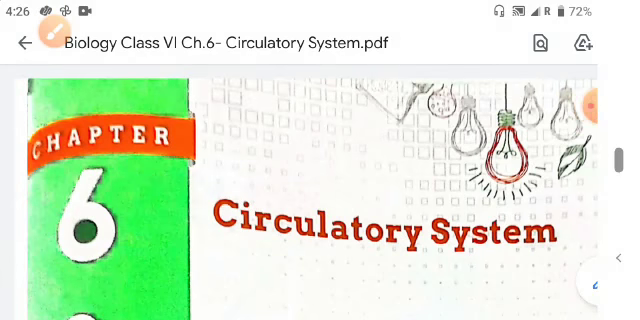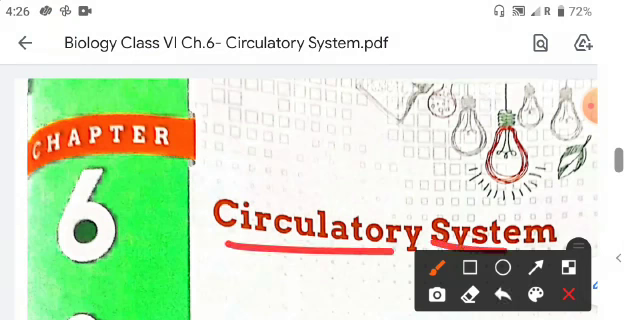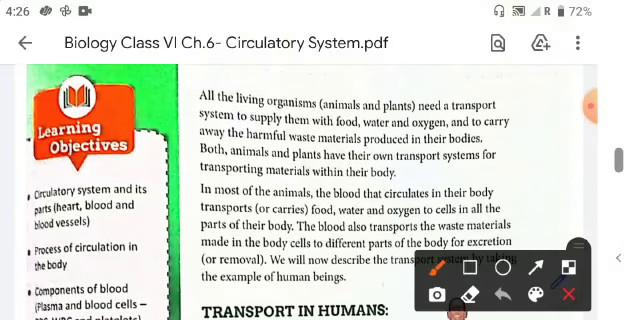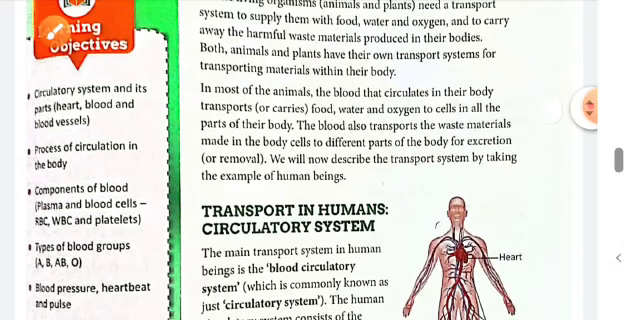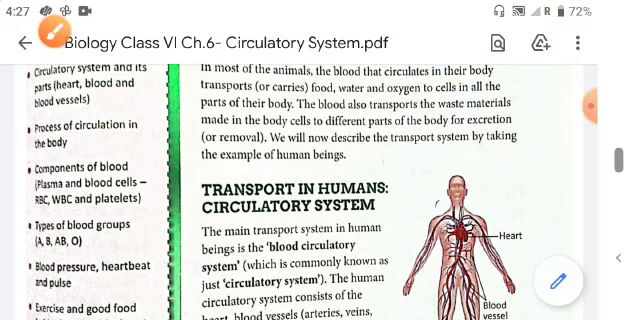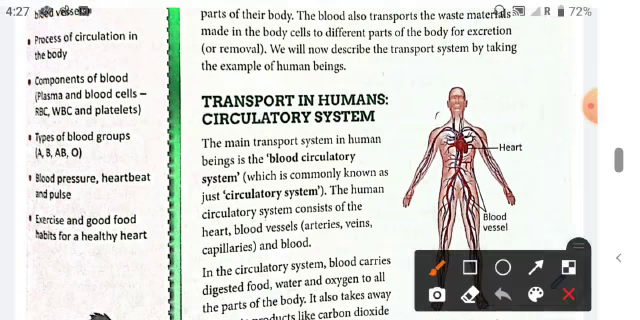Today we will discuss chapter number 6, and the name of this chapter is circulatory system. Here in this circulatory system we will discuss the circulatory system and its parts, that is heart, blood and blood vessels, process of circulation in the body, components of blood, that is plasma, blood cells, RBC and WBC and platelets, types of blood groups, blood pressure, heartbeat and pulse, exercise, and good habits for healthy hearts.